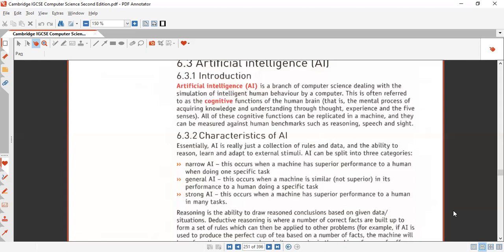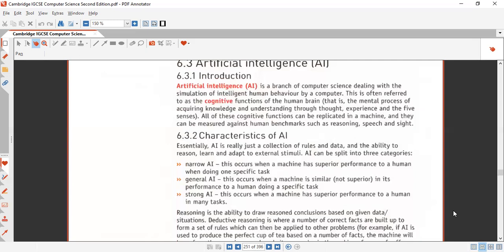Now, what do you mean by narrow AI? Narrow AI is when a machine is performing better than a human, depending on the knowledge base provided by the human. On that provided knowledge, if a machine is providing better results than a human being, that is basically known as narrow AI.